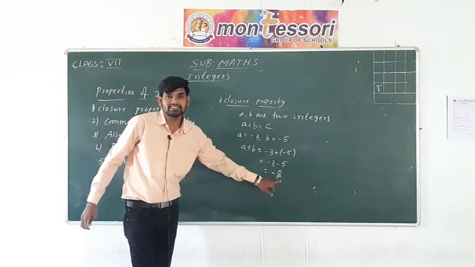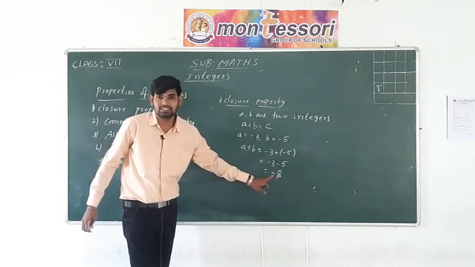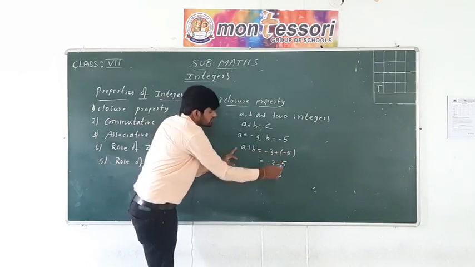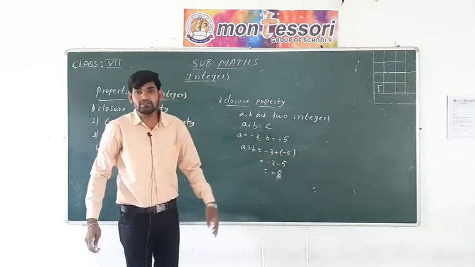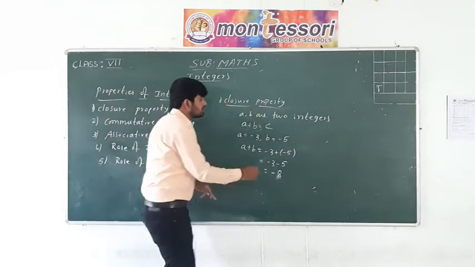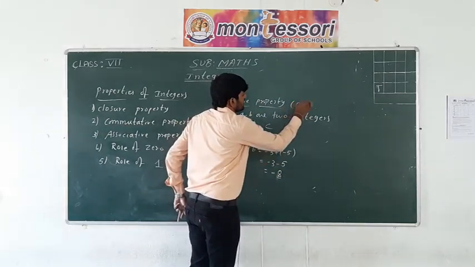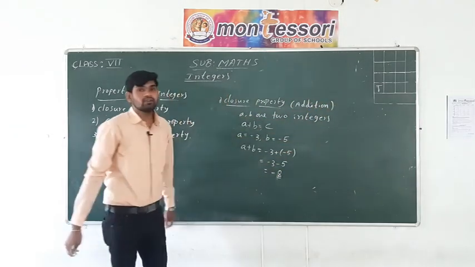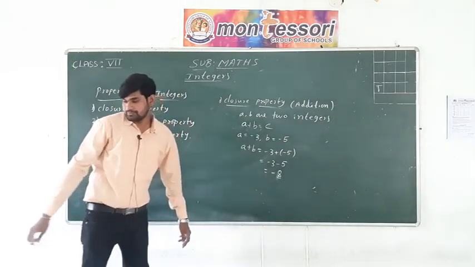So we know that -8 is a negative integer which is present in the set of integers. So when you find the sum of two negative integers, the result you got is a negative integer. So now you can say the integers satisfy the closure property under addition. Okay, now next let us see the subtraction.